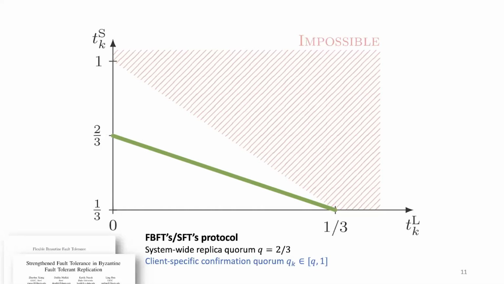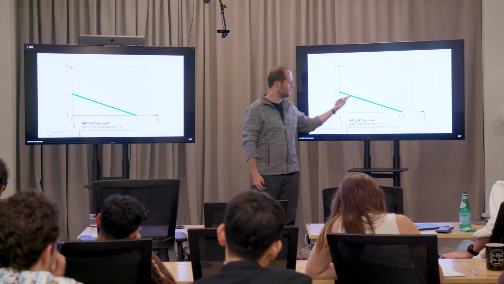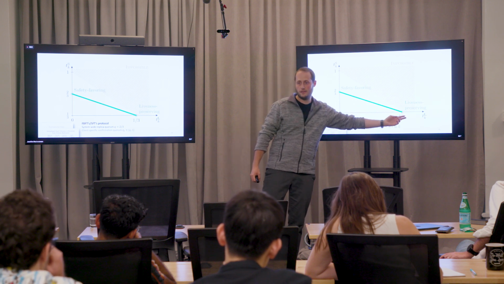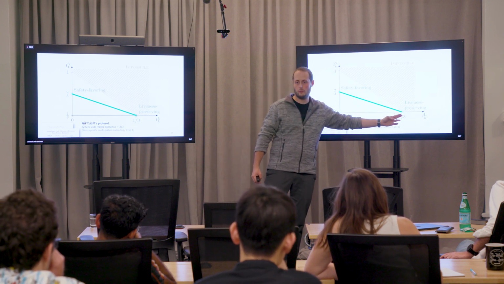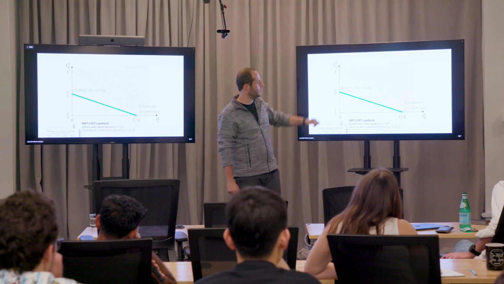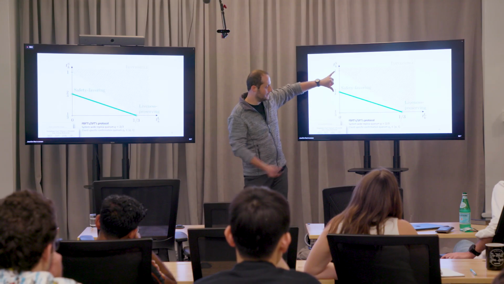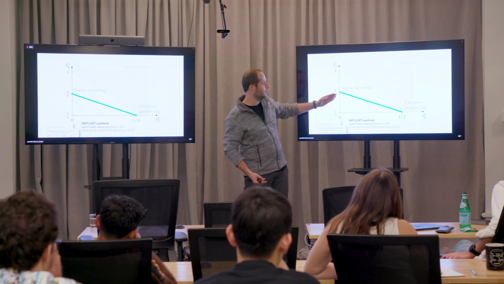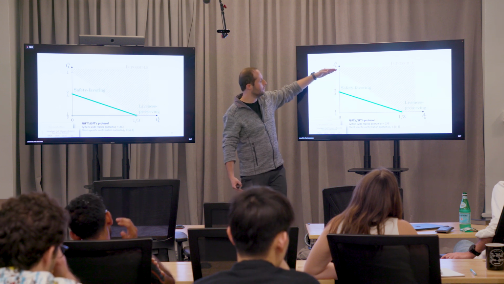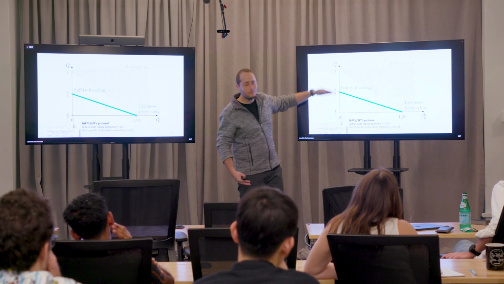Okay, so I pick a replica quorum, and then for that replica quorum, I get a line. If I'm a liveness preserving client, then I have a way to choose my local quorum in such a way that I'm at the bottom right. And if I'm a safety favoring client, then I have a way to choose my local confirmation rule in such a way that I'm as far top left as possible. But in this particular case, there's still quite a gap between what the most safety favoring client can actually achieve in this protocol versus what you could hope for.